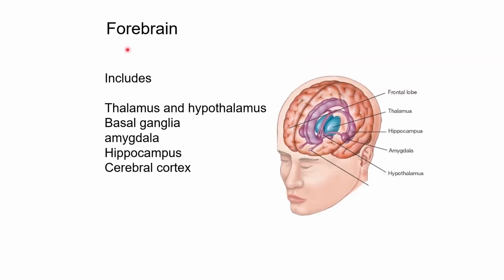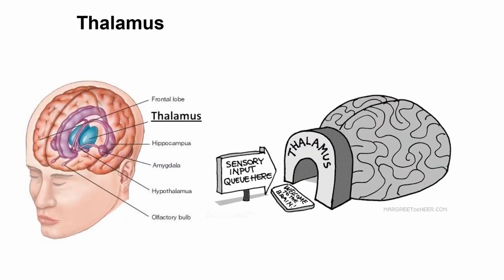And now let's look at the forebrain, which is the more interesting part of the brain because it controls voluntary movement. The forebrain also includes multiple structures. Some of the prominent structures are the thalamus and hypothalamus. The thalamus is shown in blue here in the middle. It also includes the basal ganglia, amygdala, hippocampus, and the cerebral cortex, this large structure which has grown the most in humans compared to other animals. Let us look at the different forebrain structures one by one.